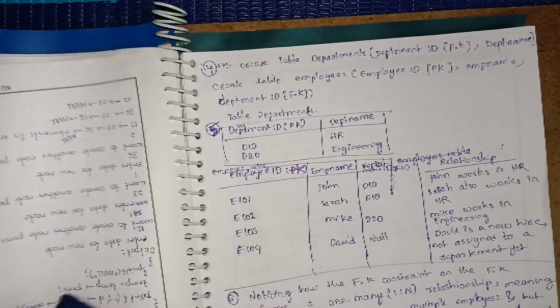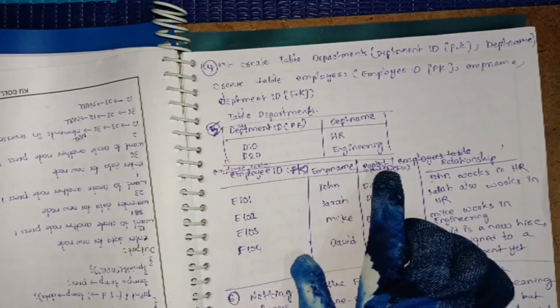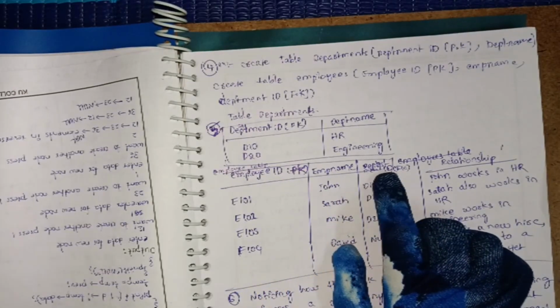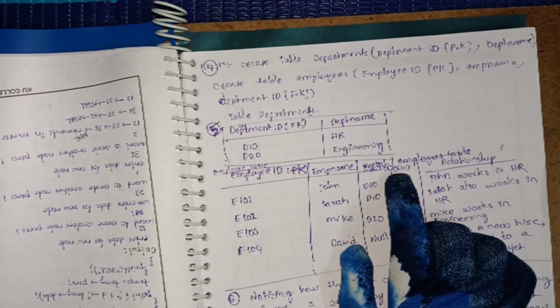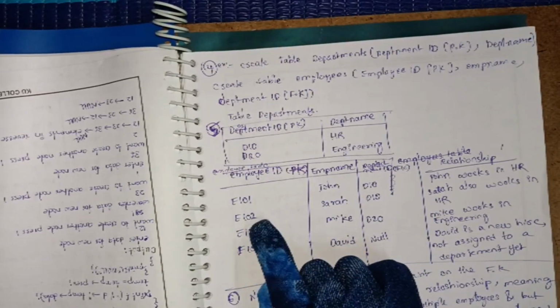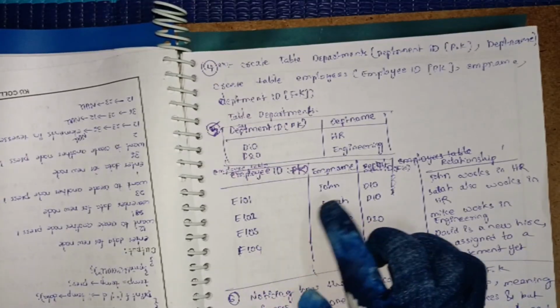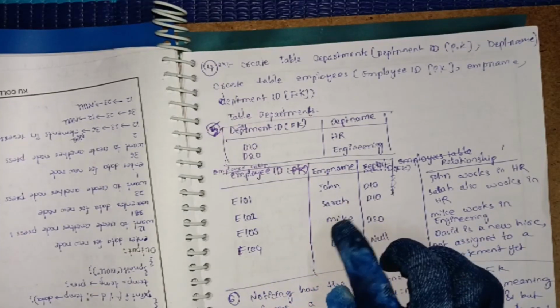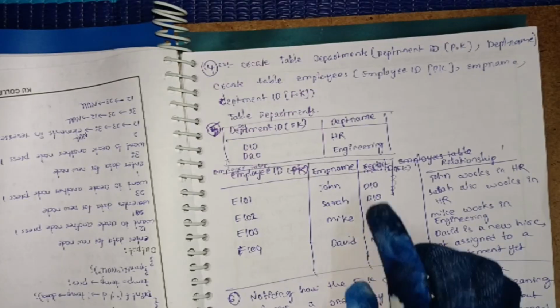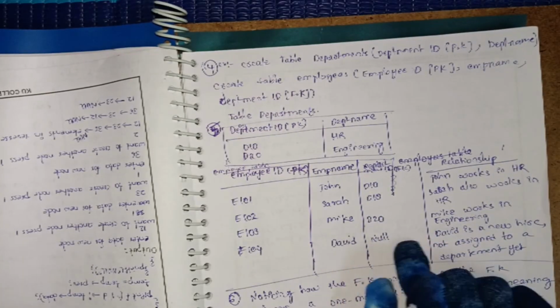Then the employee table. In the employee table, employee ID, employee name and department ID, these three columns are there. The employee IDs are E101, E102, E103 and E104, and the employee names are John, Sarah, Mike and David. And the department IDs are D10, D10, D20, null.